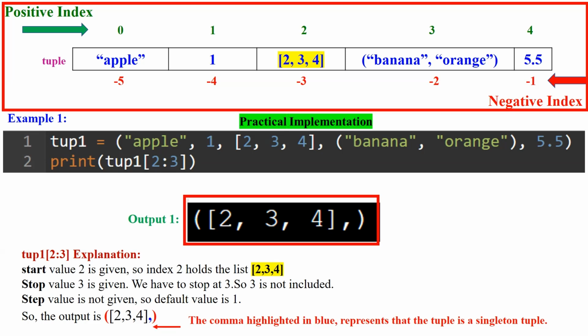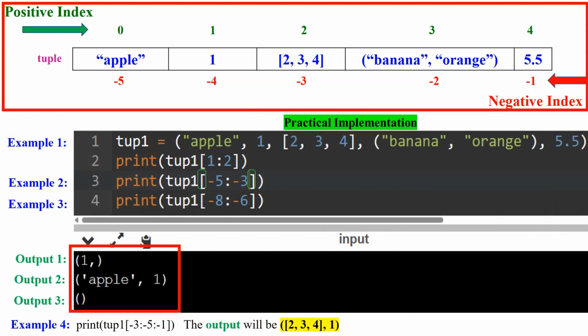Now, look at example 1, second line. We use tuple slicing to extract a slice from index 2 to index 3, exclusive. The slice, 2:3, includes the element at index 2 but excludes the element at index 3. Since slicing returns a new tuple, the resulting slice is printed as a tuple containing the list 2, 3, 4. I have given a detailed explanation below. Just pause the video and recall the start, stop and step value, with the above indexing picture of the tuple given.